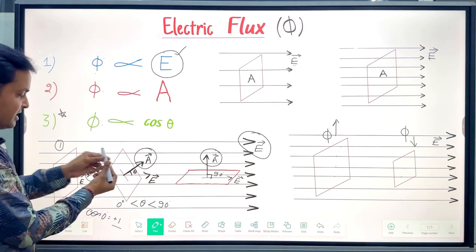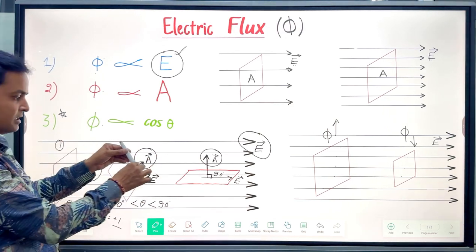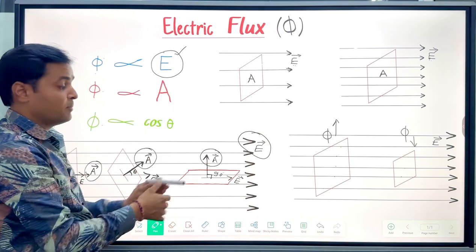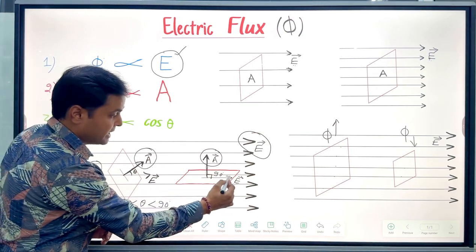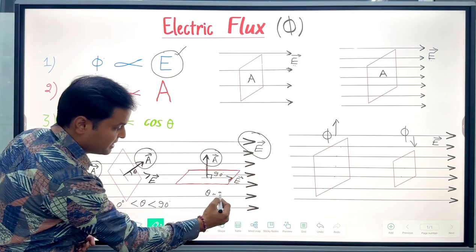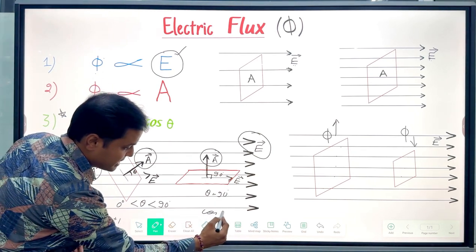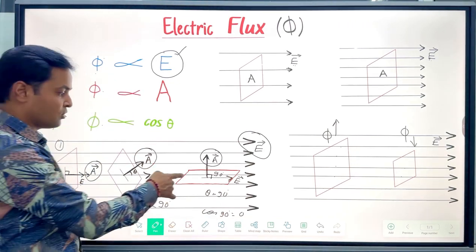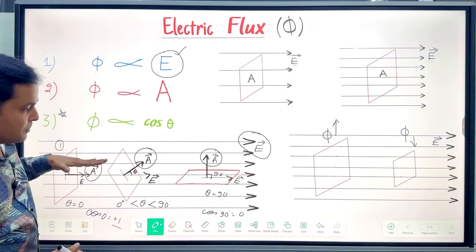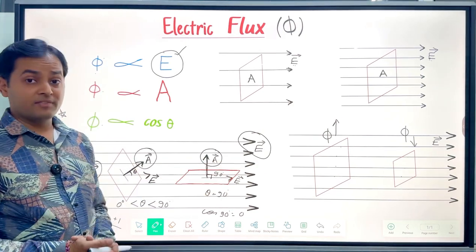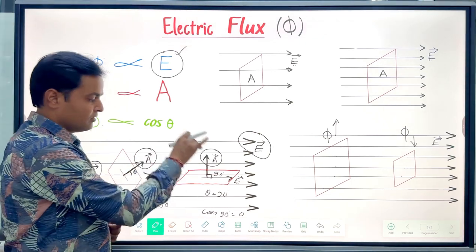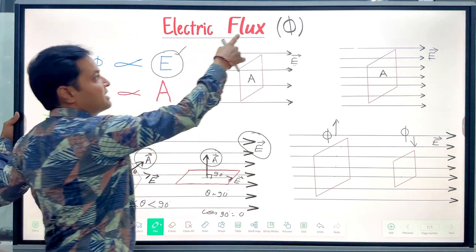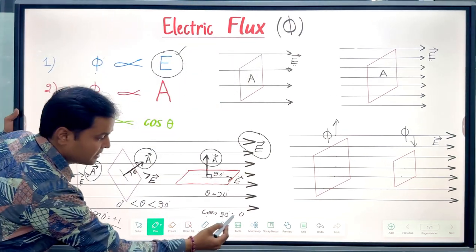In the last diagram, if the given surface is tilted and becomes parallel to the electric field intensity, then its area vector is perpendicular to the direction of electric field intensity. Theta is 90 degrees and cos 90 is always 0. In this case, no electric field line crosses the given surface. The field lines pass above and below the surface, and none cross it. If no electric field line crosses the surface, then the electric flux becomes 0. Cos 90 degrees is also 0.